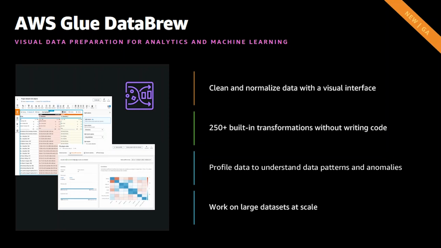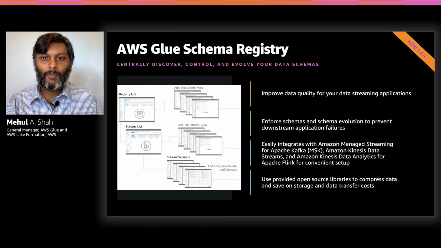The first is Glue Data Brew. It's a new visual interface for cleaning and normalizing your data. It profiles your data to detect patterns and anomalies, and you can choose from over 250 built-in cleaning transforms and visually apply them at scale. With this and Glue Studio, Glue is a one-stop shop for authoring end-to-end data preparation pipelines.